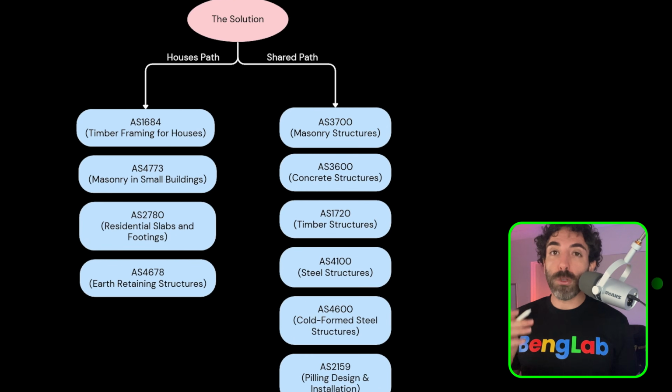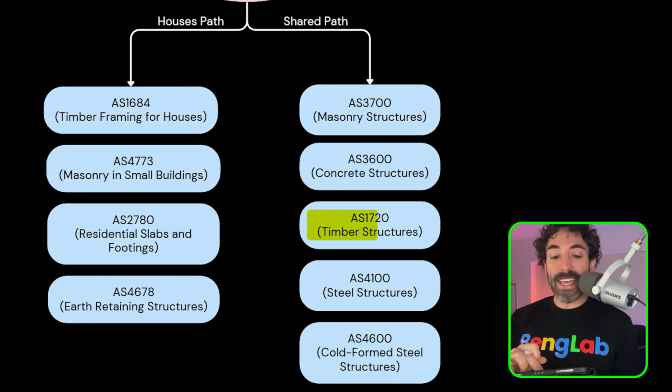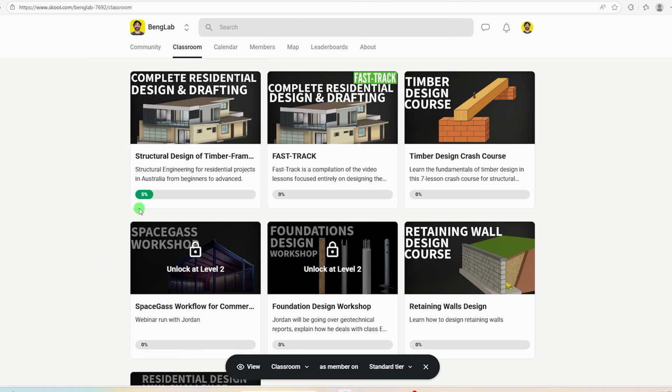So if our building is outside of the scope of AS 1684, or we have to provide a more bespoke solution, or maybe design a different timber connection, we would be jumping to AS 1720. We have a whole course on that. Just head to your classroom and watch the timber design crash course after you finish this program. Don't go right now.